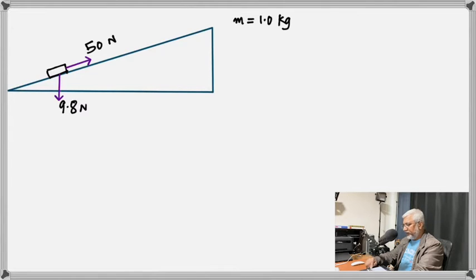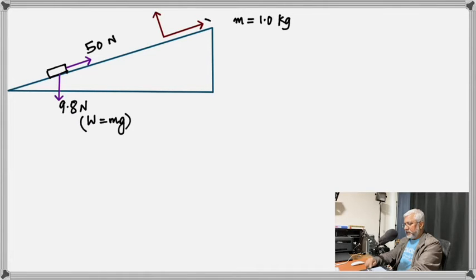Now, you have to look at the forces acting on this object. This is the first force, which is the weight of the object. Remember that the weight of an object always acts vertically down. And how do you find the weight? It's mass multiplied by the acceleration due to gravity. So in this case, the mass is 1.0 kilogram. And acceleration due to gravity is 9.8 meter per second squared. So that's how we get 9.8. 1 multiplied by 9.8, okay? So that is the first force.